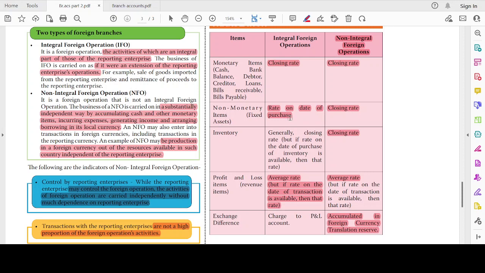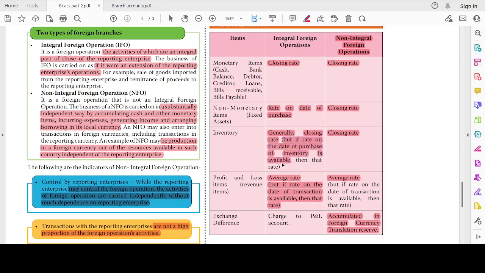For example, fixed assets. Say I have bought a building or some machinery, I have to take the rate as on the date of purchase. Inventory is generally at closing rate. But if I have very few specific items and I am able to track the rate available on the actual date of purchase, then that rate will be preferred.